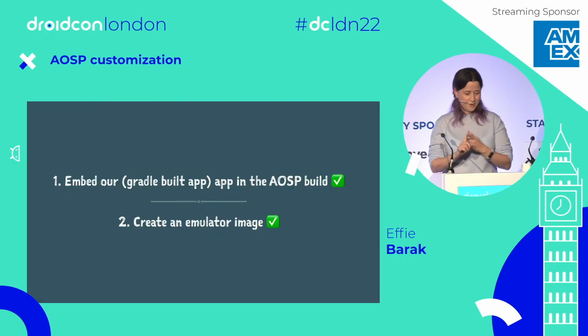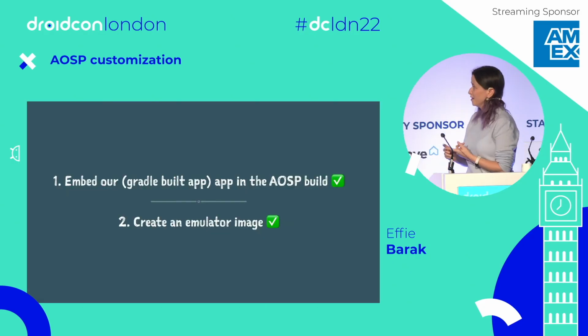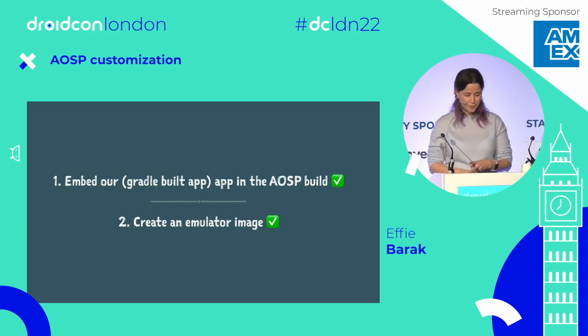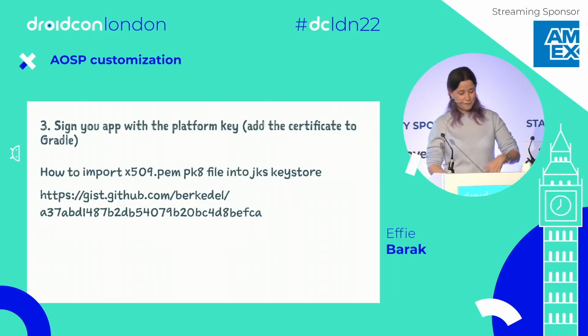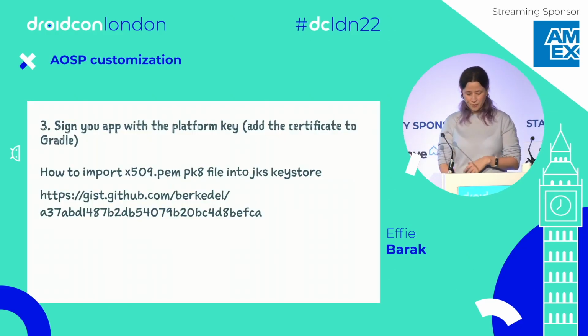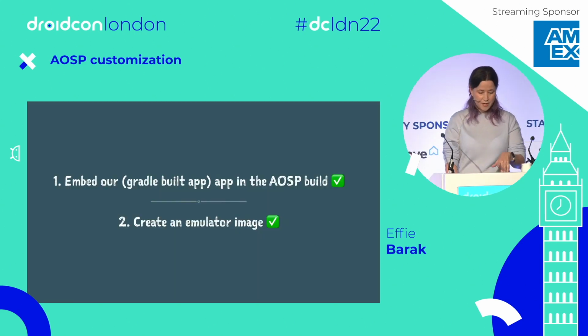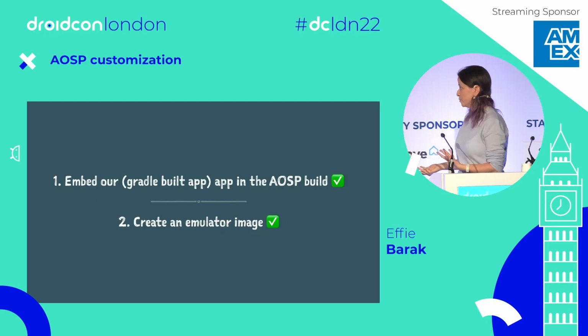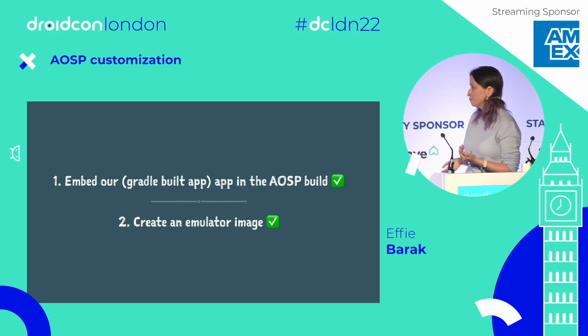So now we have AOSP built with our app, and we have an emulator image for this AOSP build, for this very specific AOSP build. The third thing we need to do, so let's go back here. Now we can run this emulator image, and we will see our app embedded. We will see our app in this AOSP build. We can see it, we can open it.